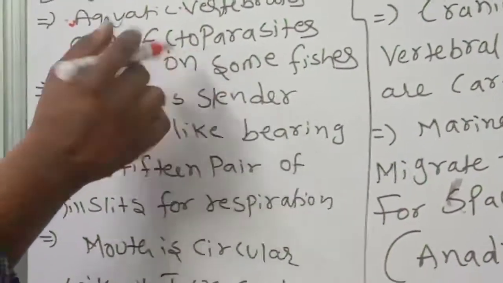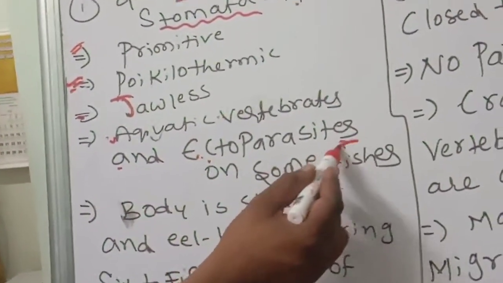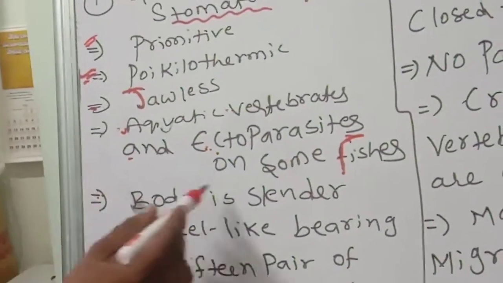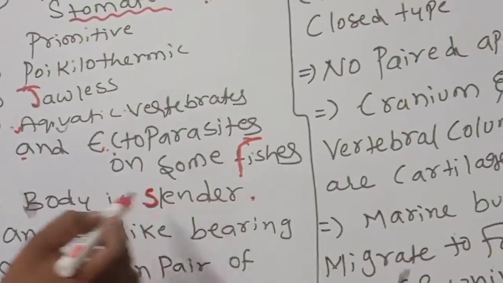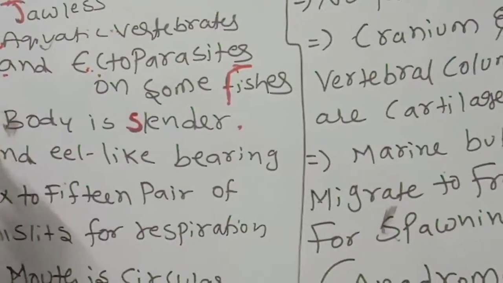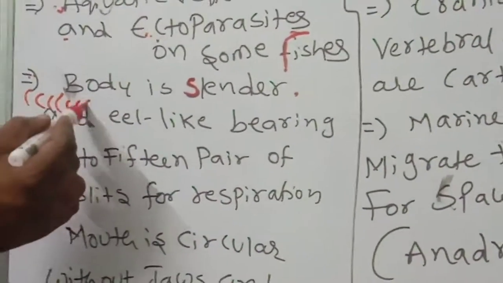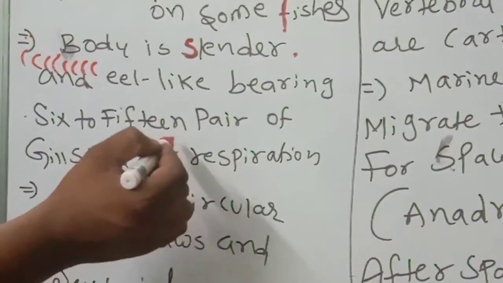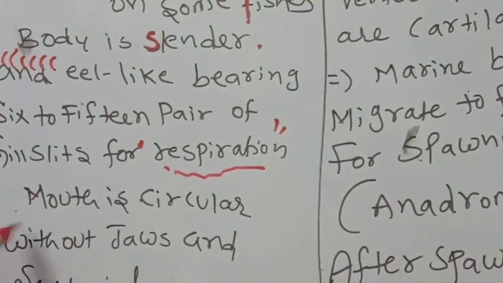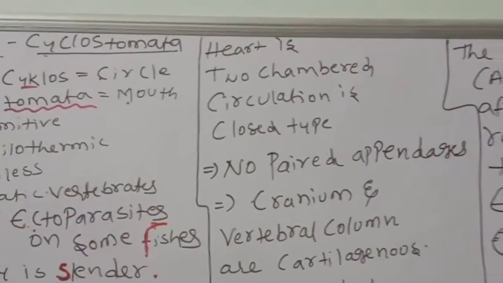You know the difference between ectoparasite and endoparasite? Ectoparasites are those that stay on the outside of some fishes. The body is slender, flat, and eel-like, bearing 6 to 15 pair of gill slits. The main function of gill slits is respiration. The mouth is circular without jaws, and suctorial, meaning they suck the food.